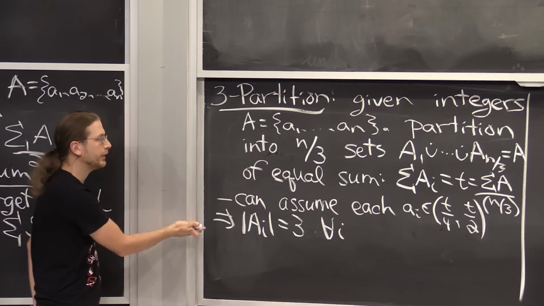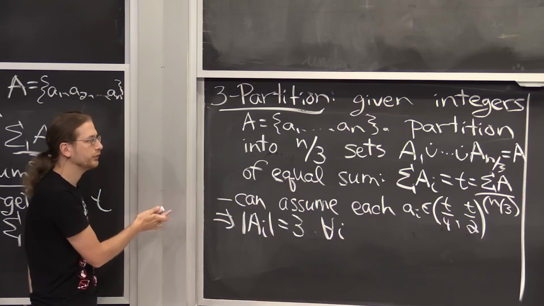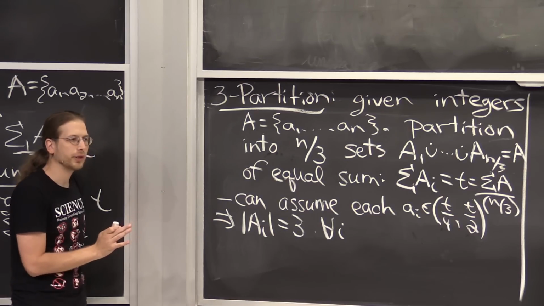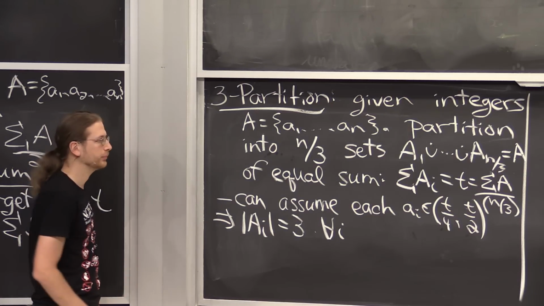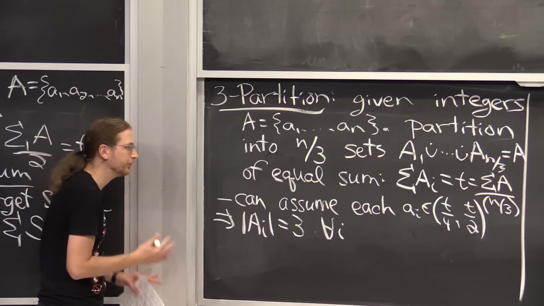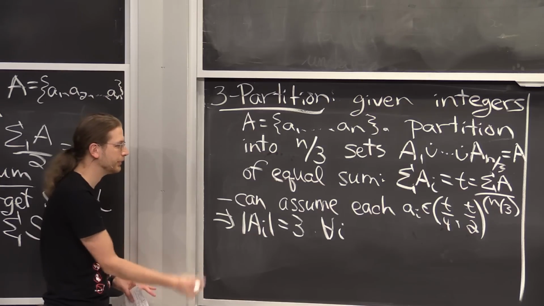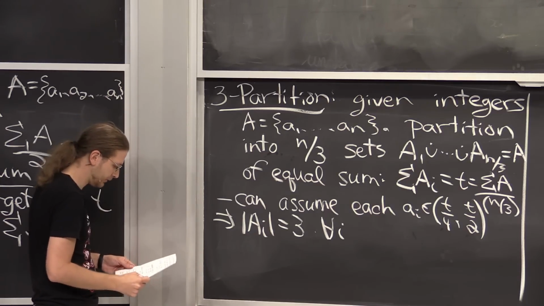You don't have to assume that. In some situations, it's useful to just say, well, the A_i are some sets that sum to the right thing. Sometimes it's useful to assume that they're triples. It's up to you whether you consider it part of the problem statement to ask for the A_i to have size 3 or not. And it's useful to have both.